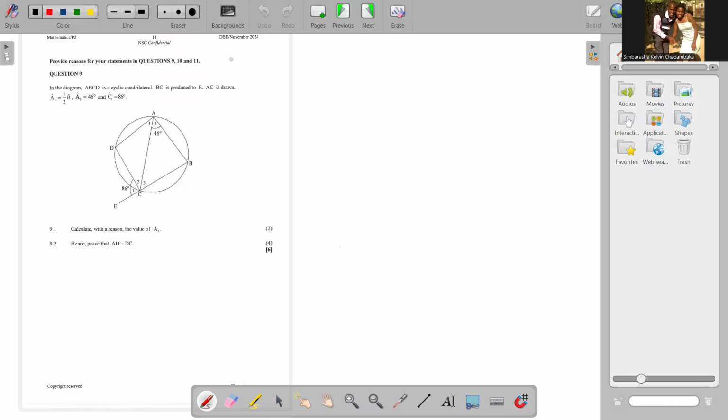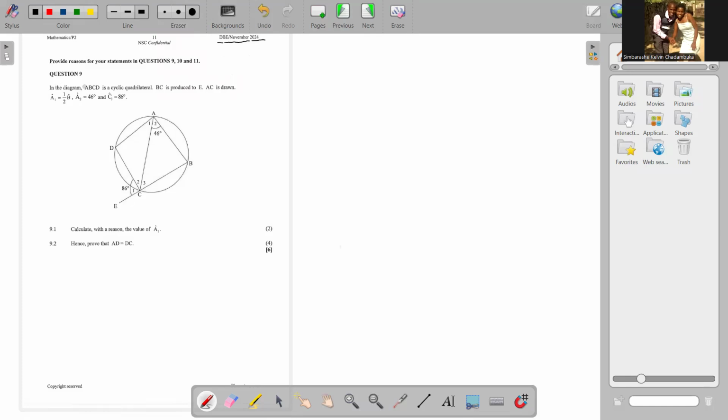So today we are going to be doing the questions on Euclidean geometry from the question paper from the Department of Education, November 2024. We are going to start with question 9. It is very important to read the information that is provided, then compare with the diagram.